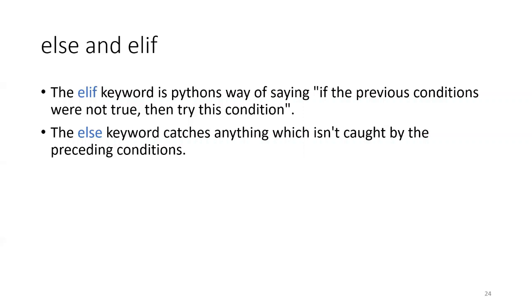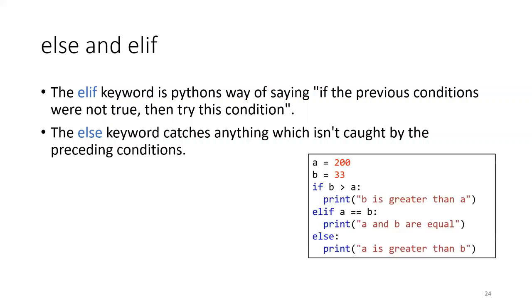So we need to pass to it another new condition to be tested. But else is different. Else doesn't get any other condition. The else keyword catches anything which isn't caught by the preceding condition. So if everything before doesn't hold and is not true, then we will come lastly to else and execute that. So it will catch everything. It doesn't have any condition.